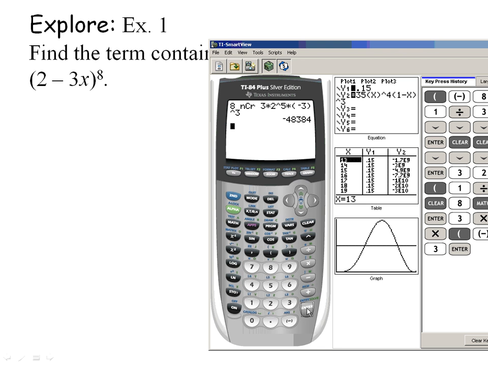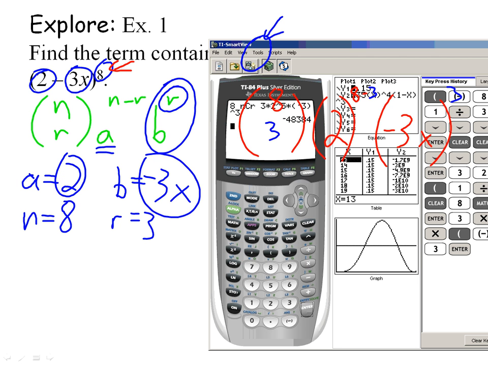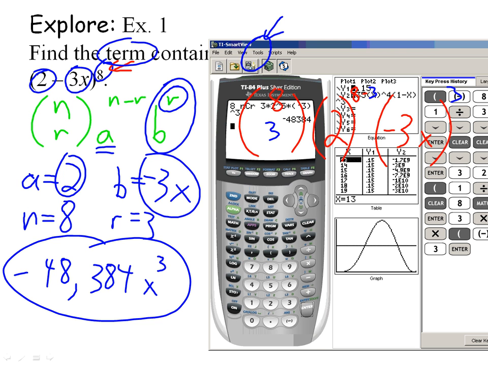And then I can go ahead and hit enter. And so I get negative 48,384. And then, of course, the x we already figured out was going to be x cubed. So our final answer, after all that, is negative 48,384, and it's x to the third power. Now, this one actually asked for the term. Well, here's your term. Other times they might ask for just the coefficient of the term, in which case that's what I got straight off the calculator.